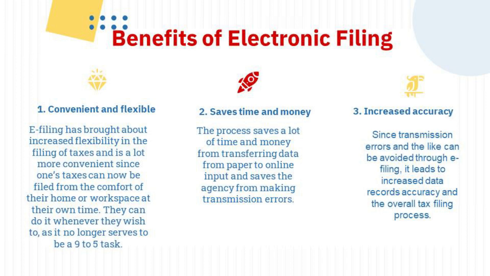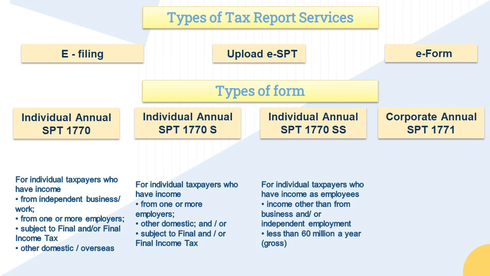Second, save time and money. The process saves a lot of time and money from transferring data from paper to online input, and saves the agency from making transmission errors. And the third is increased accuracy. Since transmission errors and the like can be avoided through e-filing, it leads to increased data record accuracy and the overall tax filing process. Next, types of tax report service.